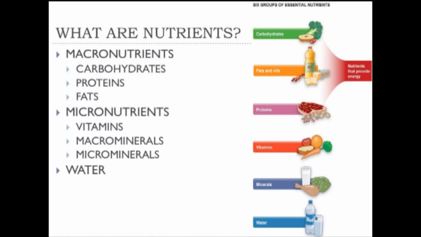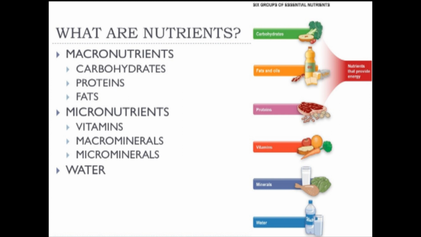Now I want to explore what I mean by nutrients. Nutrients are macronutrients, micronutrients, and water. All of these are considered nutrients in a global sense. The macronutrients are the carbohydrates, the proteins, and the fat, and you can see that they are the energy sources of the diet, right? We get calories from the carbs, the proteins, and the fat.